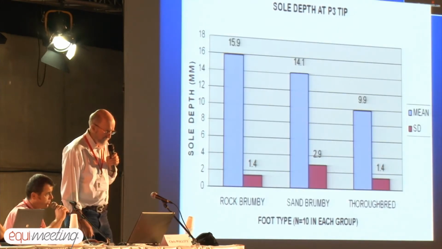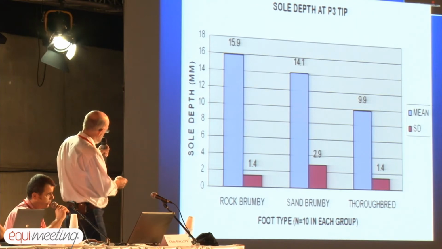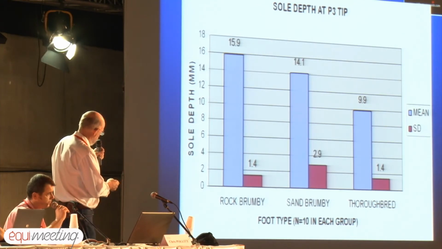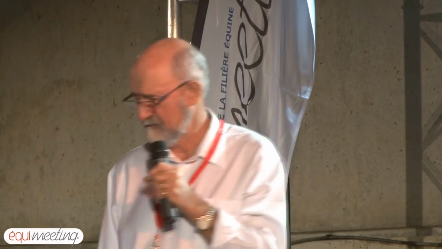So these are the results. Here is the rocky Brumby, and here is the soft sand country Brumby, and here is the thoroughbred. The thickness of the sole is considerably thinner in the thoroughbred.